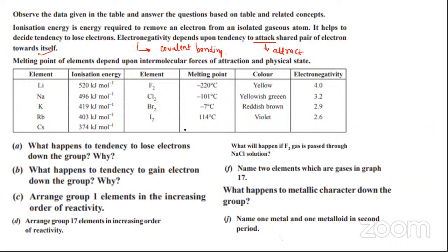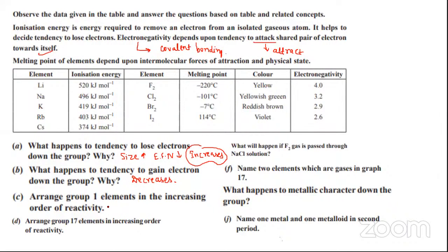Okay, Arushi, can you explain all of this quickly? Open your mic. What happens to the tendency? So, sir, as we go down the group, the size of the atom increases, and because the size increases, the effective nuclear charge decreases, and because of that, the ability to lose electrons will be more, and therefore it will increase down the group. Okay. The next question is exact opposite, so the tendency to gain electron will decrease.